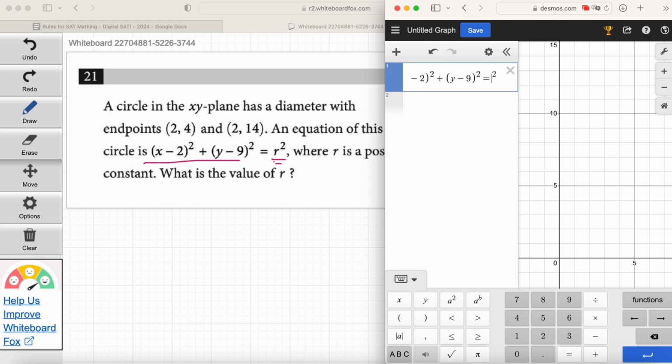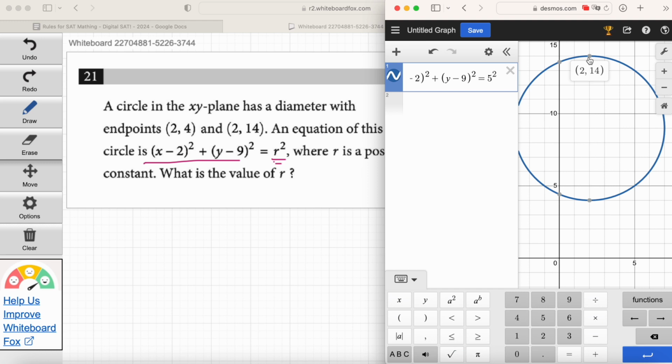I'll bet 5 works. There, the radius is 5. Does that give us a diameter with endpoints (2, 4) and (2, 14)? Yes. Heck yeah, it does. There's (2, 4). There's (2, 14). Just play with numbers. If you need bigger numbers, punch in a bigger number. If you need a smaller number, type in a smaller number.